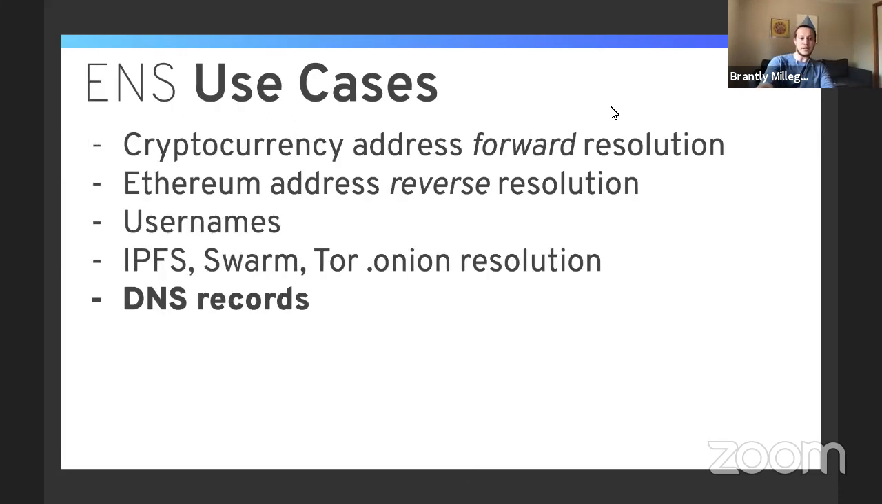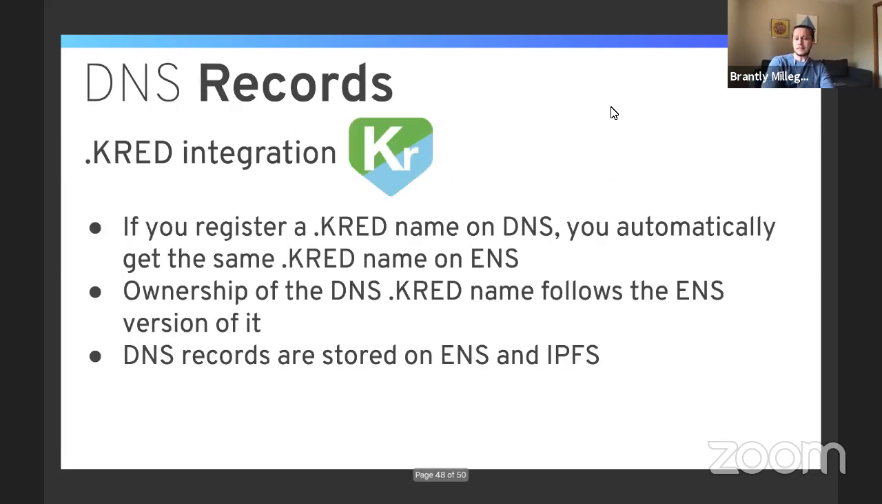We also support DNS records. There's a project right now actually using this. .cred is a DNS top-level domain that's also integrated in ENS, and they're using ENS and IPFS to store the canonical version of their DNS records, which is pretty amazing. They've also made it so that the owner of the ENS version of the name is the canonical owner of the DNS name. So if you have Brantley.cred, you can trade that around on the ENS version of it, and the DNS version follows the owner, because you're able to log into their DNS portal with MetaMask, and they can check to see if you have the ENS version. So that's pretty exciting.